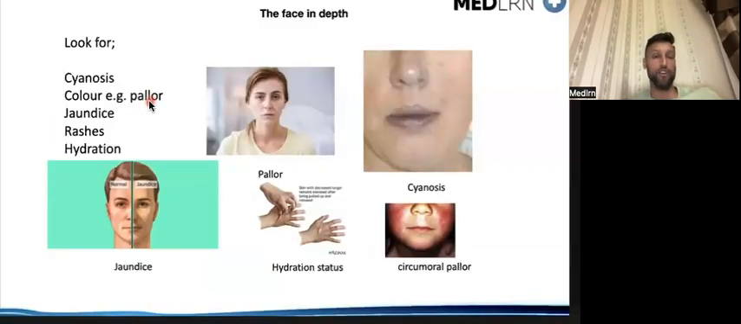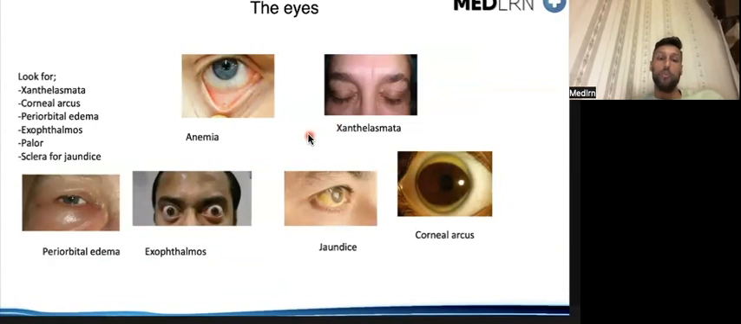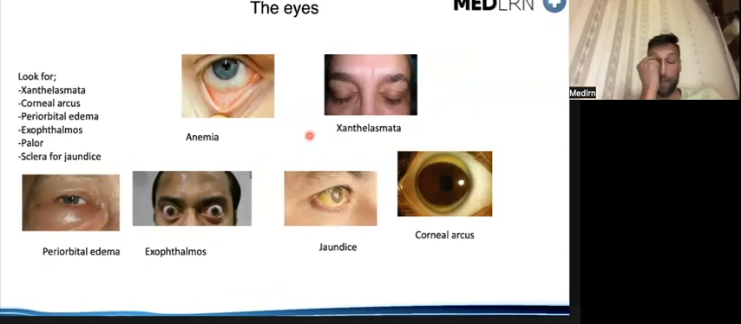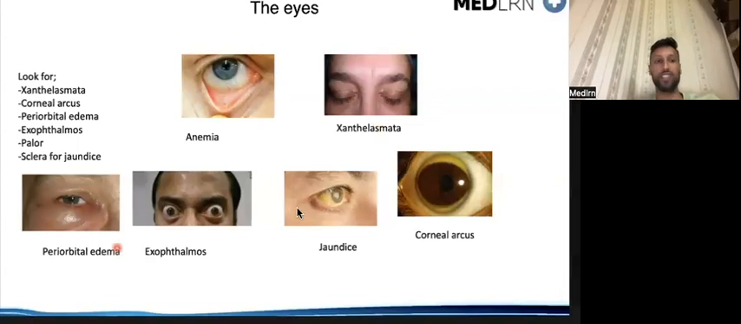Again, I've written these for you. Cyanosis, color, jaundice, rashes, hydration, so forth. Amazing. Right, quickly moving on to the eyes. We've got anemias. Has anybody seen xanthelasmata, where you end up having lipid deposits on the eyes? Anybody seen this? Good. Again, we can look at certain things here. We've got periorbital edema under the eyelids. We've got jaundice. Again, I'm going to give you the slides. Nothing rocket science here.